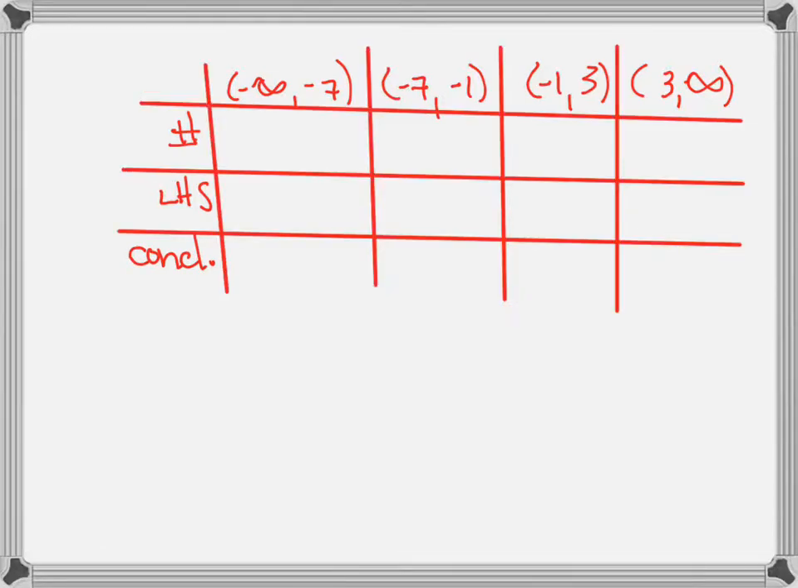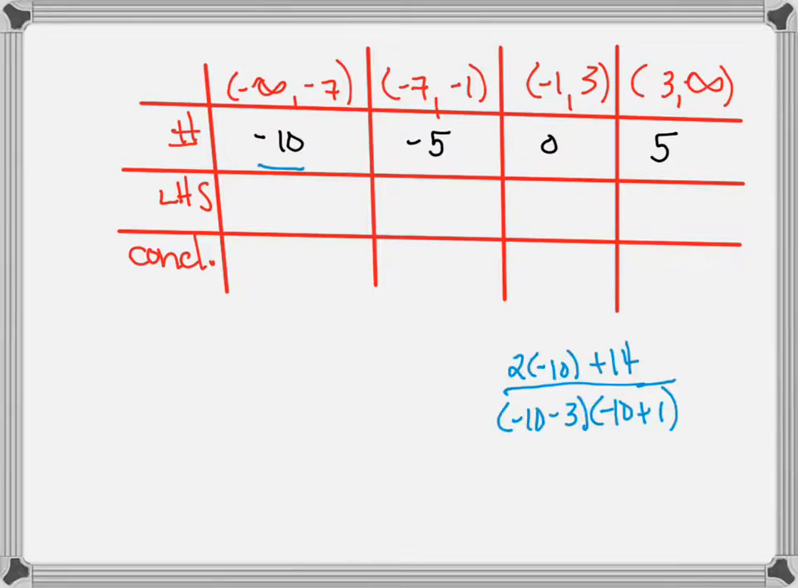In my first interval, I will choose negative 10. In my second interval, I will choose negative 5. In my third interval, I'll choose 0. In my fourth interval, I'll choose 5. Remember, you can choose any number in those intervals, and don't choose an endpoint.